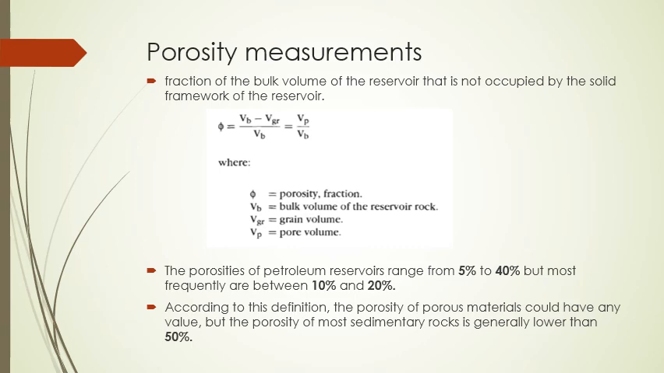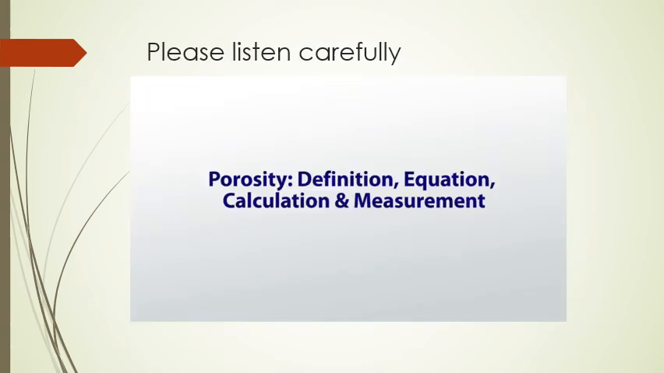The porosities of petroleum reservoirs range from 5% to 40%, but most frequently are between 10 and 20%. According to this definition, the porosity of porous materials could have any value, but the porosity of most sedimentary rocks is generally lower than 50%.